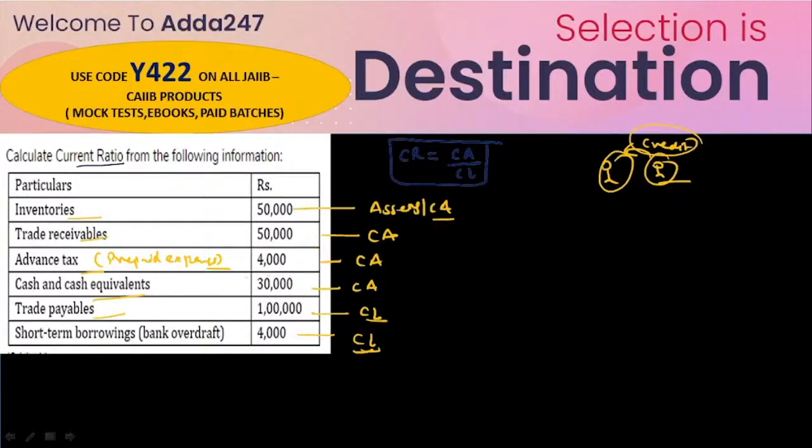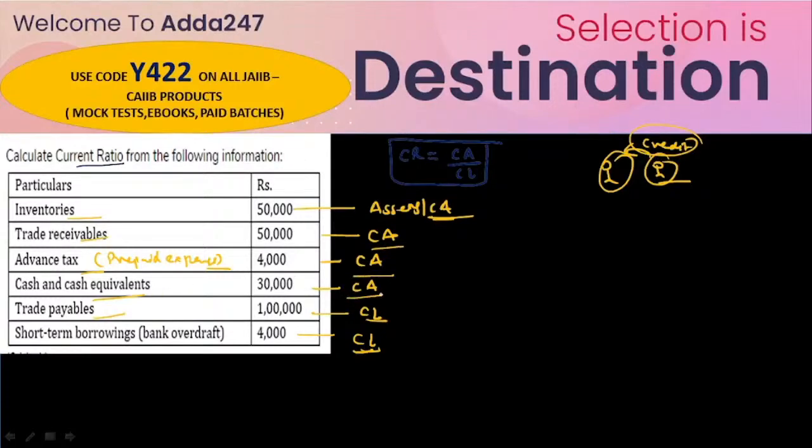Okay, so like in this question we have to evaluate the current ratio. So we have to first categorize all the particulars into current assets as well as current liabilities. So inventories, related to stocks, are part of the current assets. Account receivables, current asset. Advance tax, or prepaid expenses, current asset.